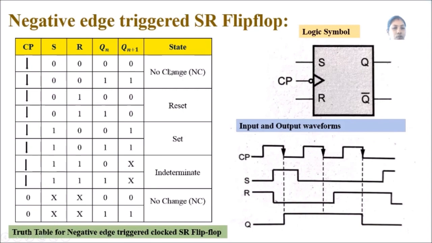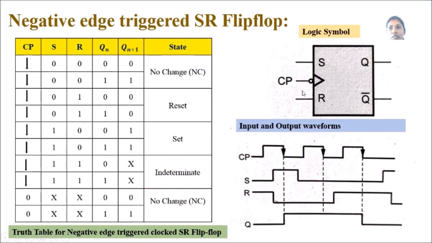When both are 0, no change. When reset is 1, the flip-flop is reset. When set is 1, the flip-flop is set. And when both are 1, it is indeterminate. So these conditions are the same. The only difference is that the flip-flop will do its operation only at the negative edges of the clock pulse. So when the clock pulse is 0, there will be no change whatever the inputs may be.